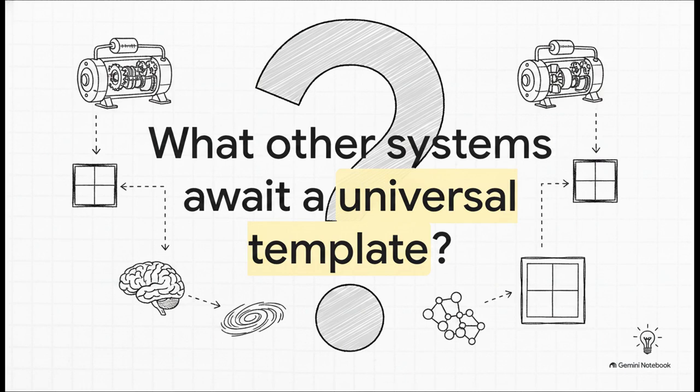If every single complex electrical machine out there, no matter how distinct or physically weird it is, can be elegantly reduced to just a simple 4-slot matrix using Gabriel Kron's brilliance, what other highly complex physical systems in our world are just out there, waiting for their own universal template.